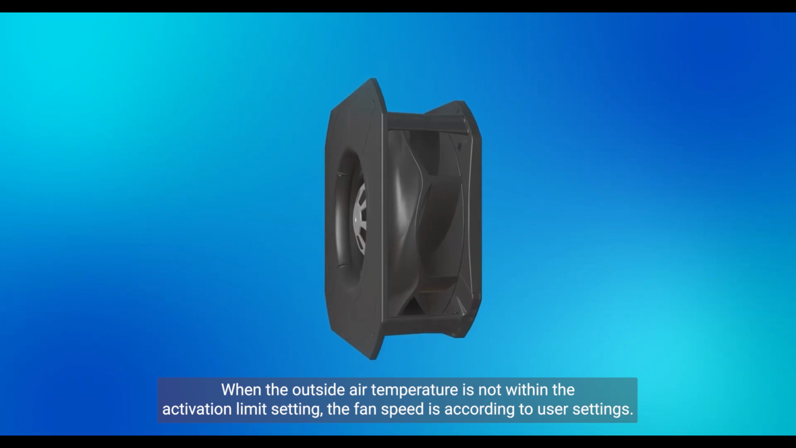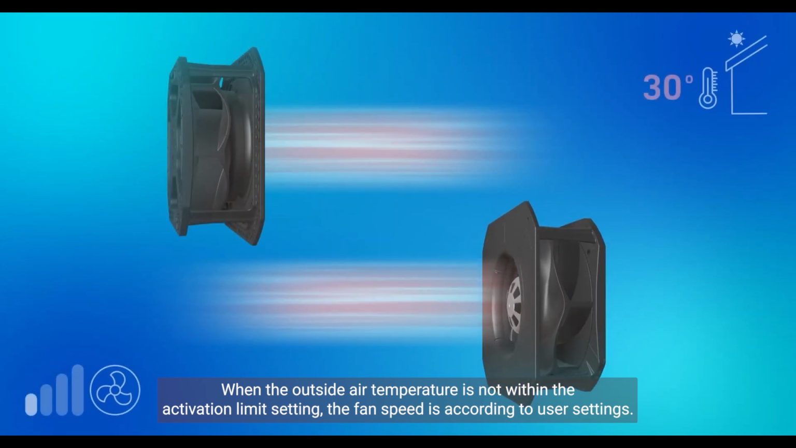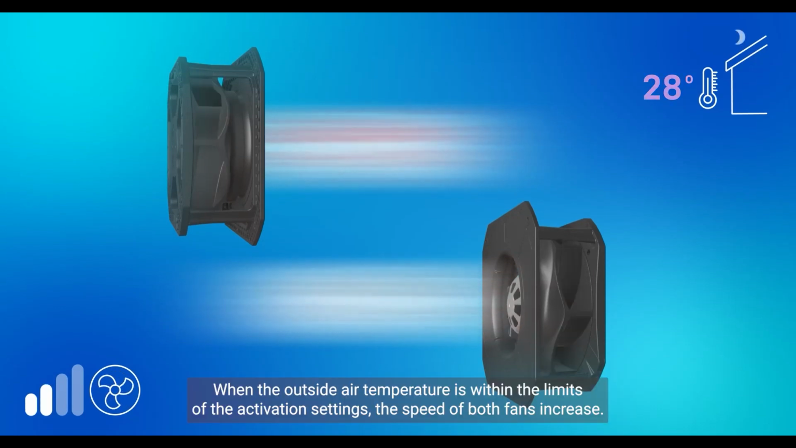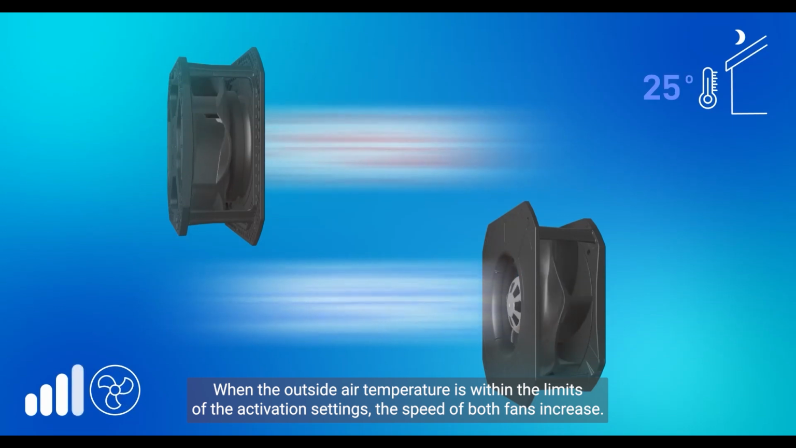When the outside air temperature is not within the activation limit setting, the fan speed is according to user settings. When the outside air temperature is within the limits of the activation settings, the speed of both fans increase.